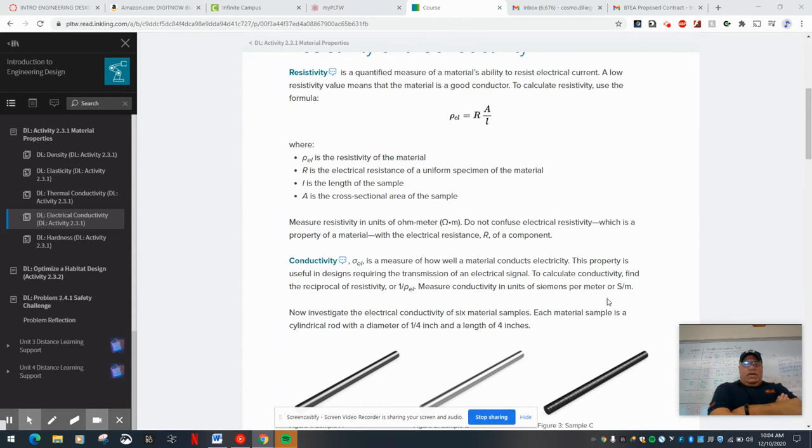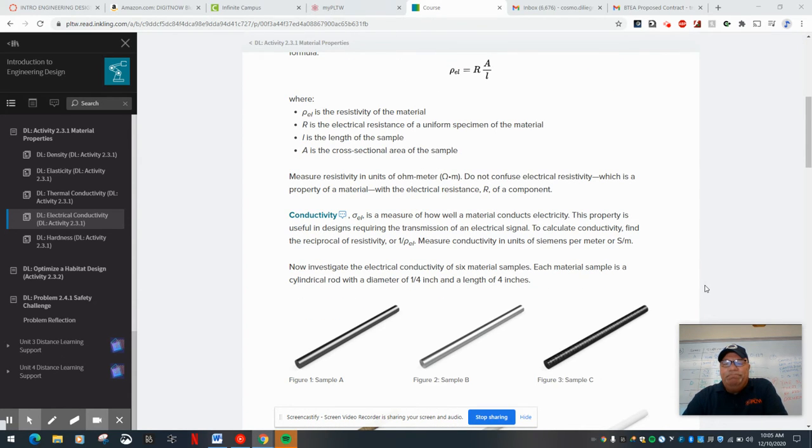All right, so conductivity is a measure of how well a material conducts electricity. This property is useful in designs requiring the transmission of an electrical signal. To calculate conductivity, find the reciprocal of resistivity, which is 1 divided by the resistivity. Then we measure conductivity in units of Siemens per meter, or S per m.